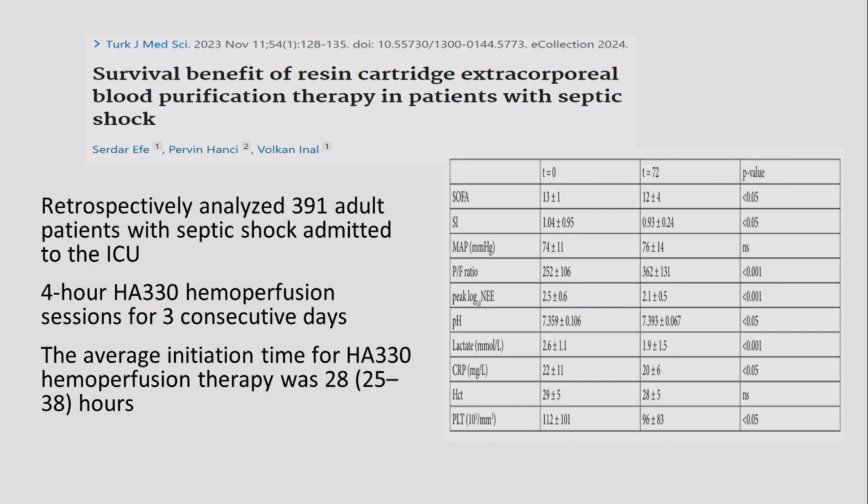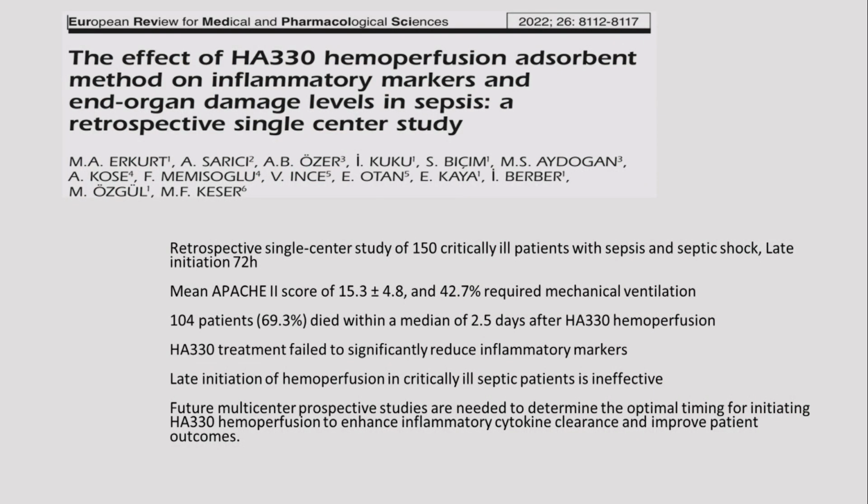And this was a retrospective analysis. It was a 4-hour HA330 session, but the crux of this is that it was mainly focusing on septic patients. No other patients were studied. And this is one more meta-analysis, but this is a retrospective study. So these are tuned for the need of the patient. CytoSorb is one for all. The HA series is one for one, another for another.